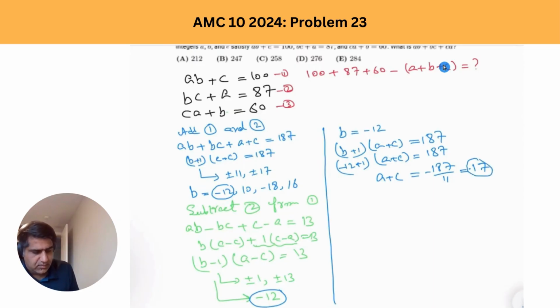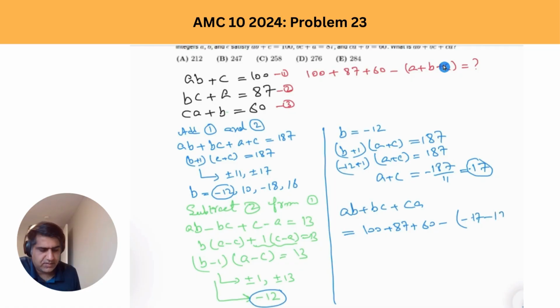So then the value that we want to find for AB plus BC plus CA is simply 100 plus 87 plus 60, minus 17 and minus 12, right? So if we solve, then we will get 276, and that is the answer for this problem.